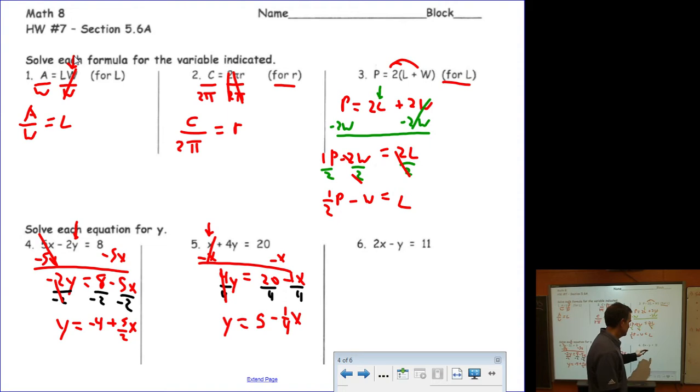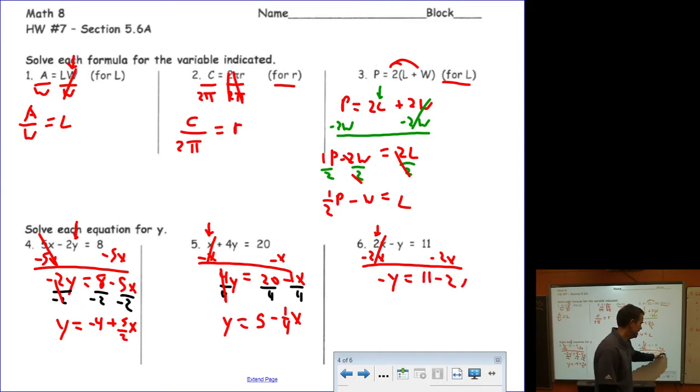In number 6, to get the Y by itself, I need to get rid of the X term. So I get rid of that by subtracting 2X from both sides. That gets me the negative Y by itself. And that would equal 11 minus the 2X. And then I would get rid of the negative sign by remembering that that negative is like having a negative 1 there. So I'm going to divide everything by negative 1. And that's going to give me 11 divided by negative 1 is negative 11. And negative 2 divided by negative 1 is positive 2.